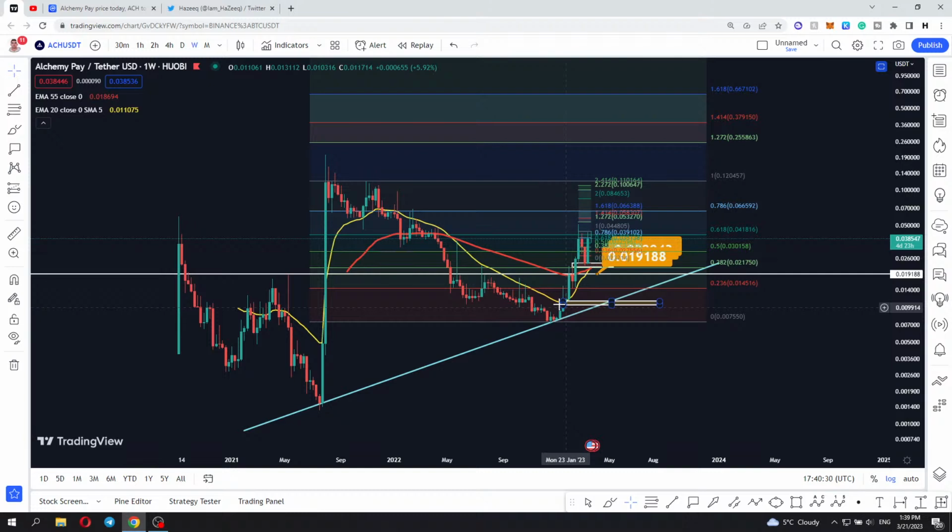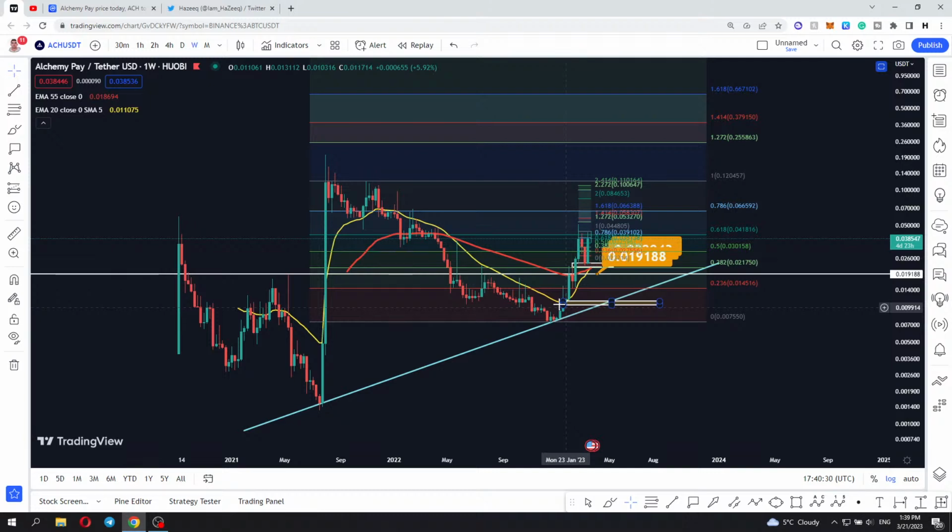Obviously, this pullback here was a great entry because you were below the 55 EMA. And for those of you who are not familiar, the 20 EMA is the yellow line. The red one is the 55 EMA. And these are support and resistance trend lines. So you want to be targeting those as support and as resistance if you're below them. So I would say the 55 EMA immediately is a great entry at 0.3829, roughly around that area.